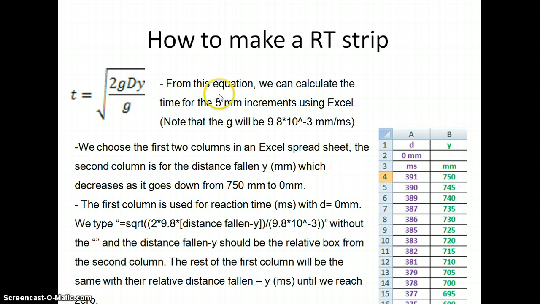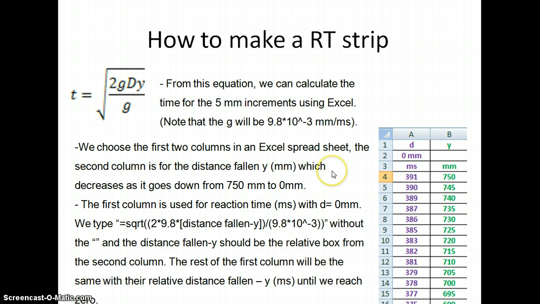From this equation, we can calculate the time for the 5 mm increments using Excel. We also have to note that g will be 9.8 times 10 to the minus 3 millimeter per millisecond squared, because here I want to use millisecond as the unit for reaction time.